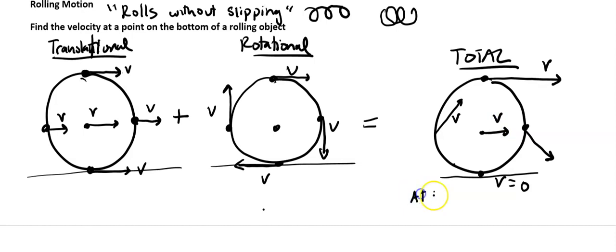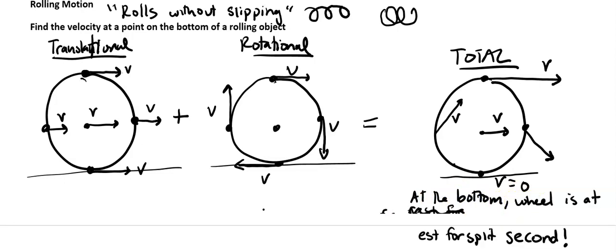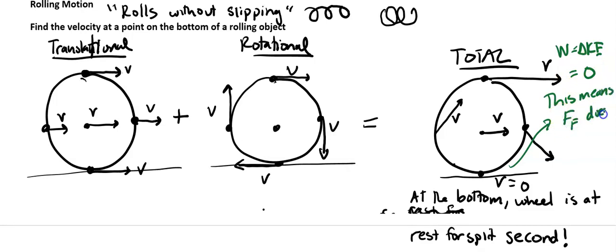So at the bottom, the wheel is at rest for a split second. Very interesting. If it is at rest for a split second, this means friction can do no work, because work is equal to change in KE. If there is no change in KE, the work is 0. So this means the force of friction does no work. And I want you to keep in mind, for something to roll, it needs friction to roll. It will need static friction. So the force of static friction is needed for rolling.